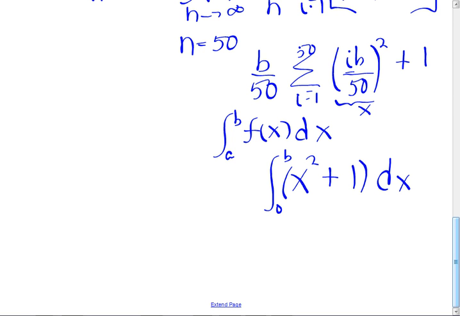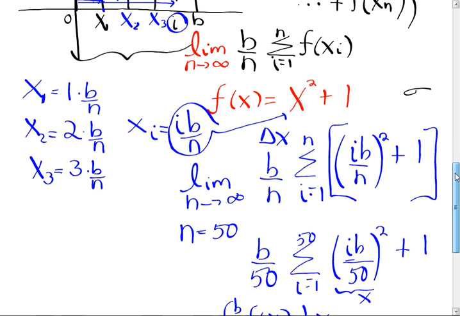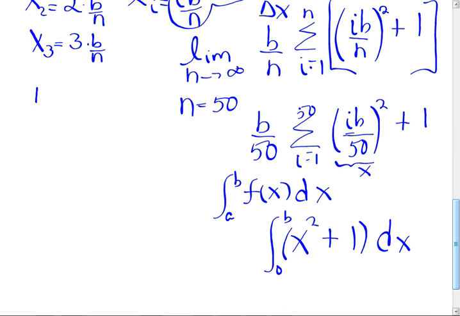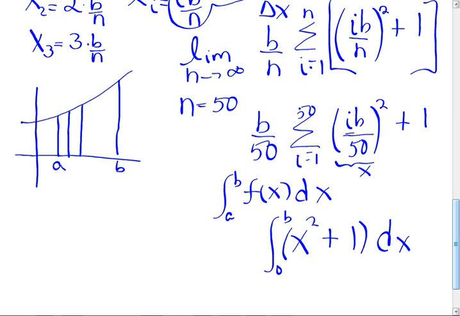What if you didn't start? Okay, Eric, what if you didn't start at 0? What if you started at a? Yeah, but what does the x coordinate look like? Okay, how wide are each of the intervals then? What's delta x? No, it's this entire width divided by how many rectangles? n. Then what's the first x coordinate?